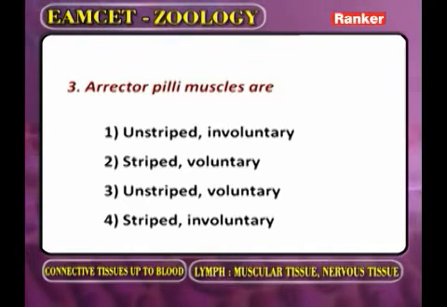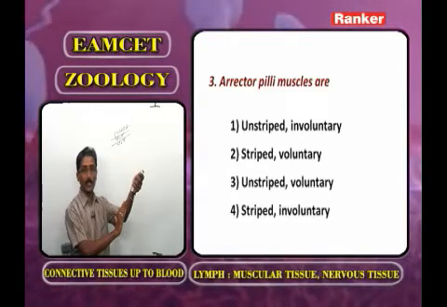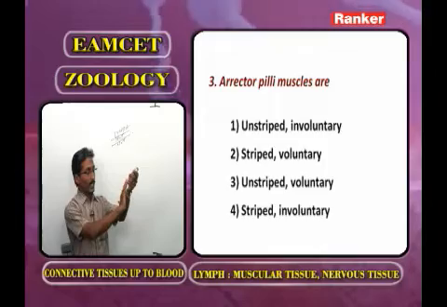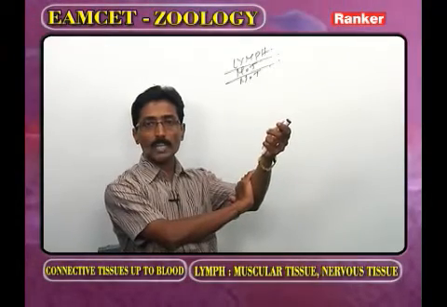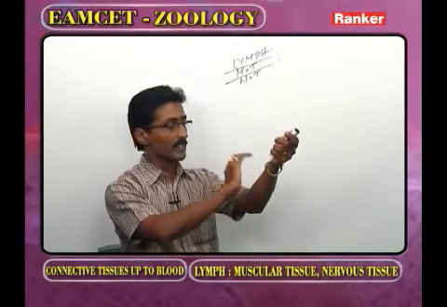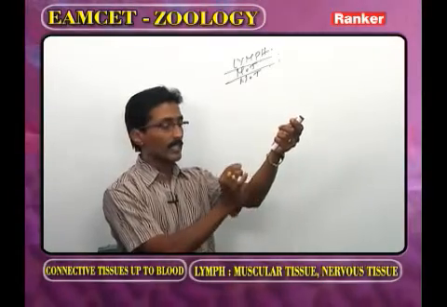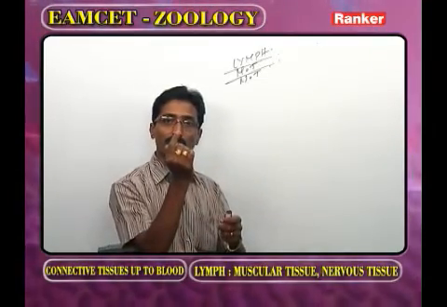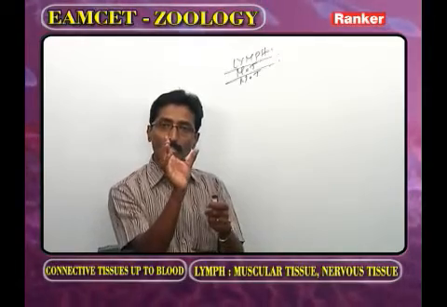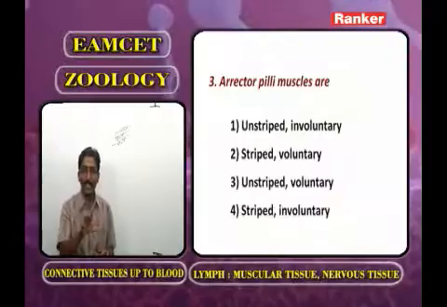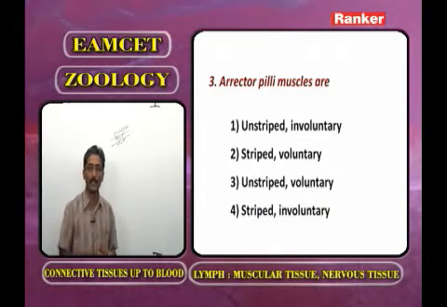Erector pili muscles. Again it is repeated, erector pili. Where are the erector pili muscles present? Now our body is covered and protected by skin. In the skin, one part we call epidermis and the second one dermis. In the skin, what are present? The hair follicles are present. In the hair follicle, what is present? The hair is present. At the base of hair follicles in the skin, what type of muscles are present? Erector pili muscles are present.